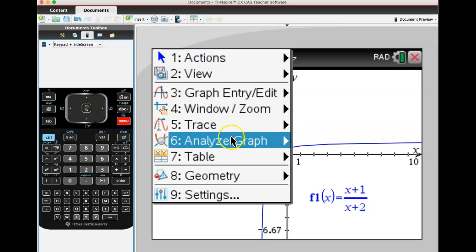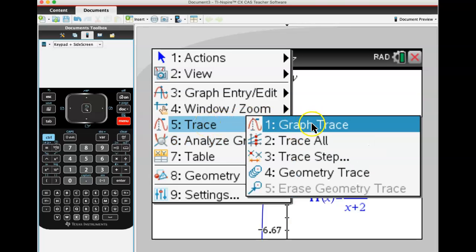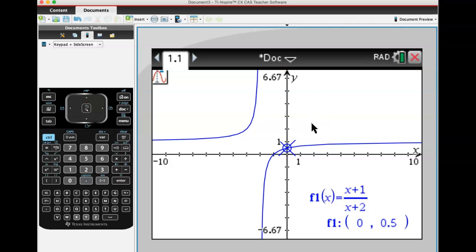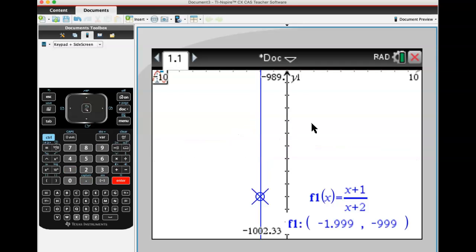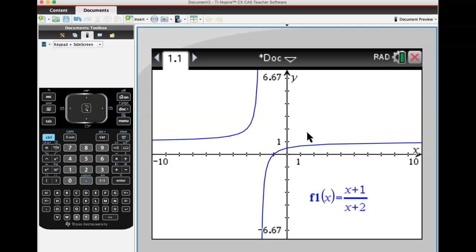I can use the same thing for my vertical asymptote if I really wanted to. I could say menu, analyze graph. No, I want to trace it, sorry. I'm going to trace the graph, and it looks like it's at -2. So if I put in -1.999, I can see in the bottom right corner my y value is just about -1,000. So it is plummeting, it's a vertical asymptote, which you knew because you could see it. Now I'm going to take my window back to standard. So that's what they look like there.